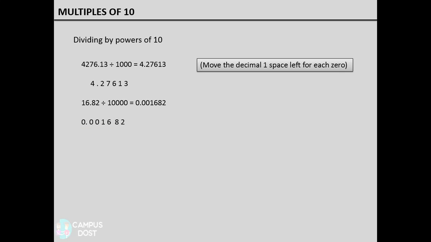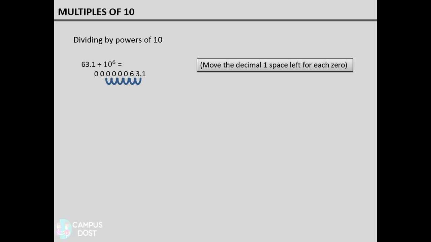Okay, one last question. Since 10 to the power 6 has 6 zeros, we must take our number and move the decimal 6 spaces to the left. So first, we must add some extra zeros in front of our number. At this point, when we move the decimal 6 spaces to the left, we get the following quotient.